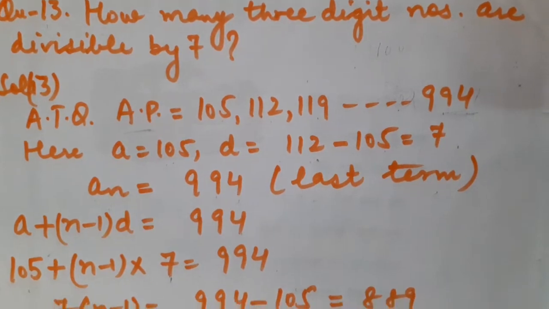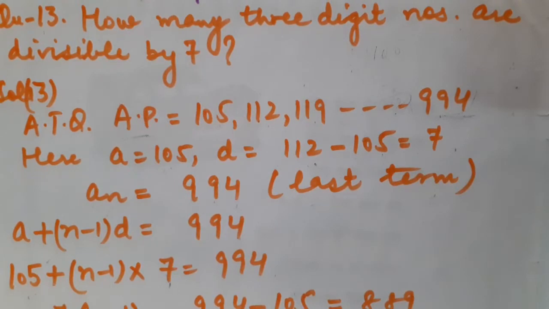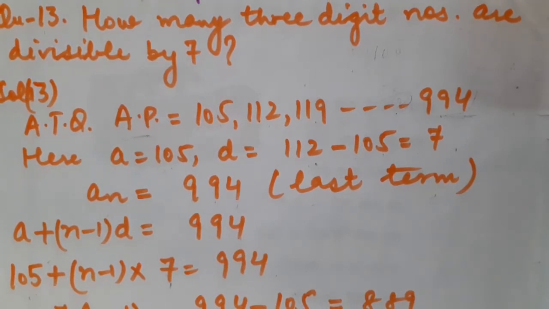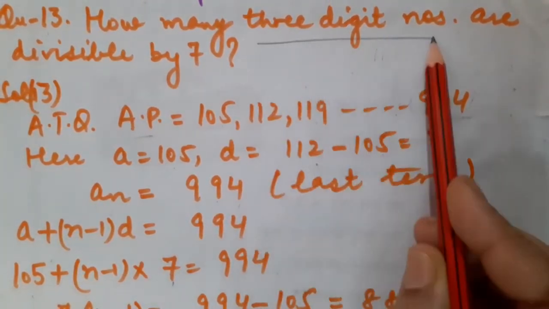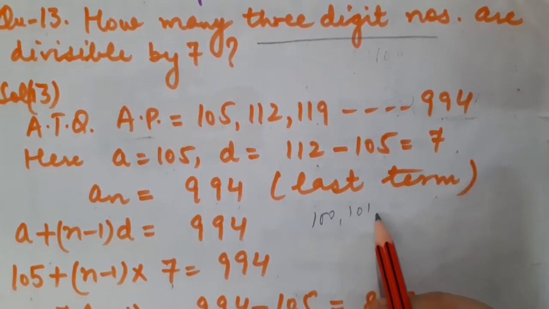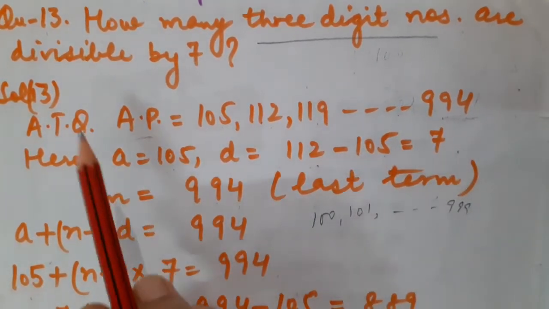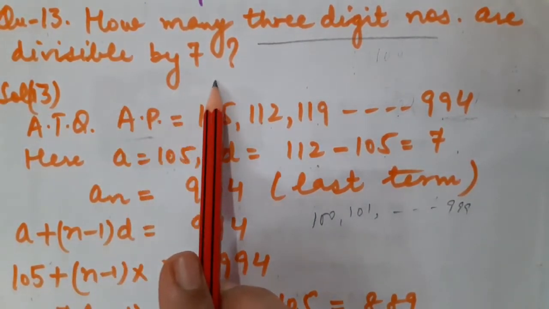So first of all, we are going to form the AP based on the given condition. As it is said in the question, you have to form the AP based on 3-digit numbers. So 3-digit numbers basically start from 100 and go up to 999. Fine. But what else is the condition? That the number must be divisible by 7.